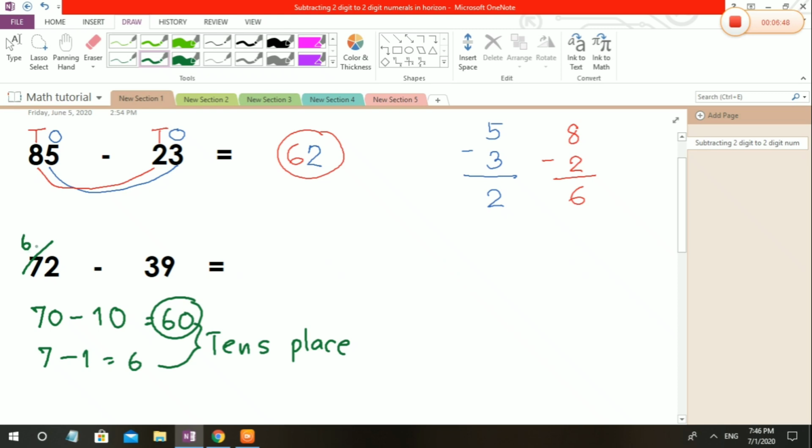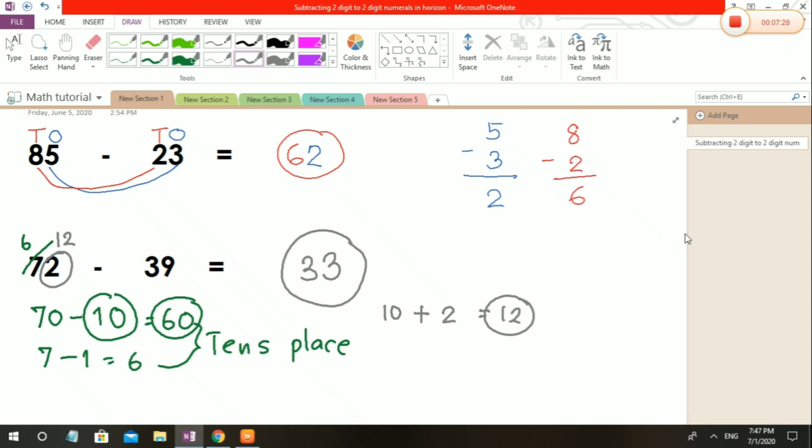Now, where is 1? 1 here represents 10, right? So it means it will be 10 plus 2 here, because we borrowed to make this one more than 9. So 10 plus 2 is equal to 12. So instead of 2, it will be 12. Now let's subtract: 12 minus 9 is equal to 3. And then 6 instead of 7, minus 3 is equal to 3. That is the final one.